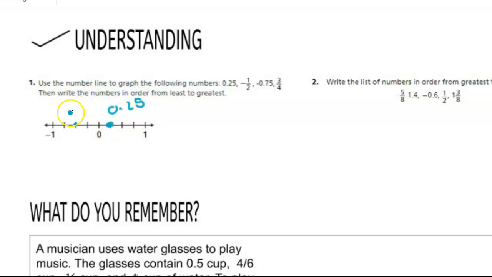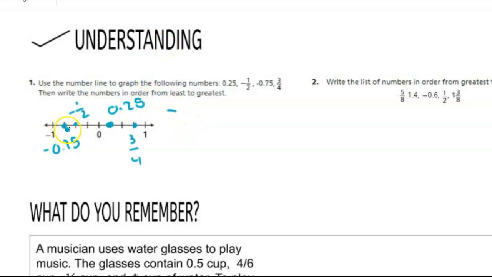negative a half, even though they're written as fractions and decimals. You guys know most of those. Negative 0.75, and then 3/4. So I have them on the number line, and then least to greatest.